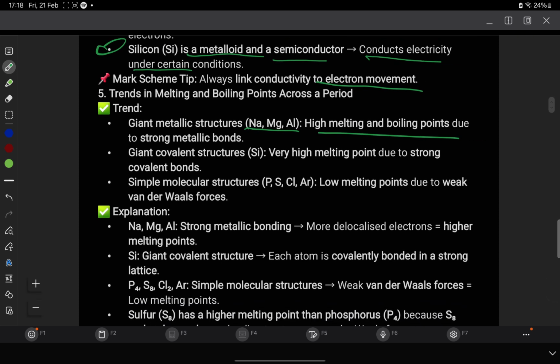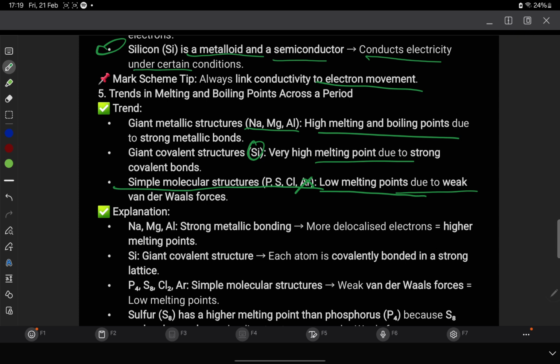And then let's talk about silicon separately. It has a very high melting and boiling point because of the giant covalent structure, so lots of strong covalent bonds. Then let's talk about the simple molecular structures, that is the non-metals: phosphorus, sulfur, chlorine. These have low melting and boiling points due to weak van der Waals forces, and we do not include argon because it does not make bonds.